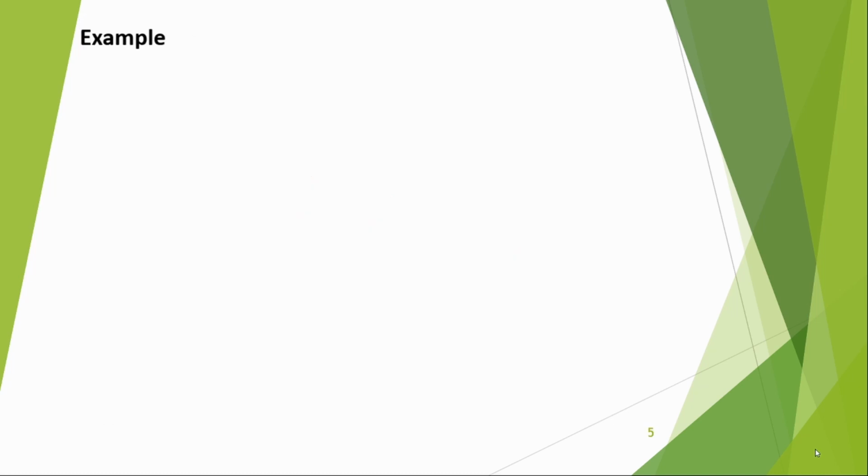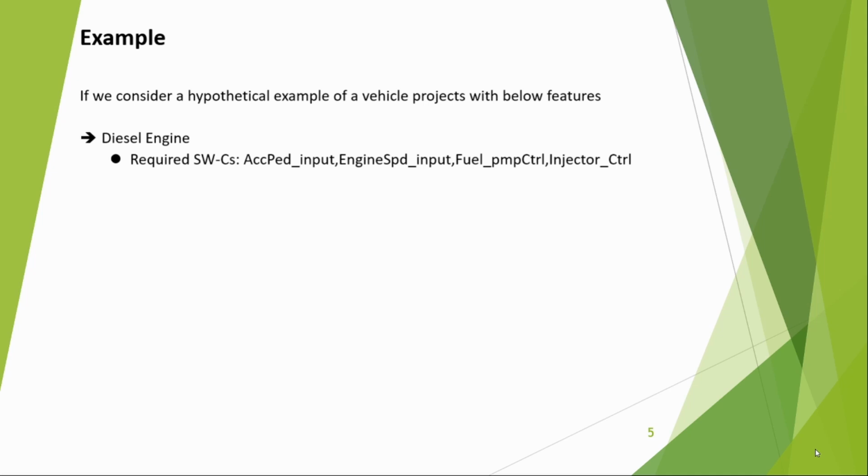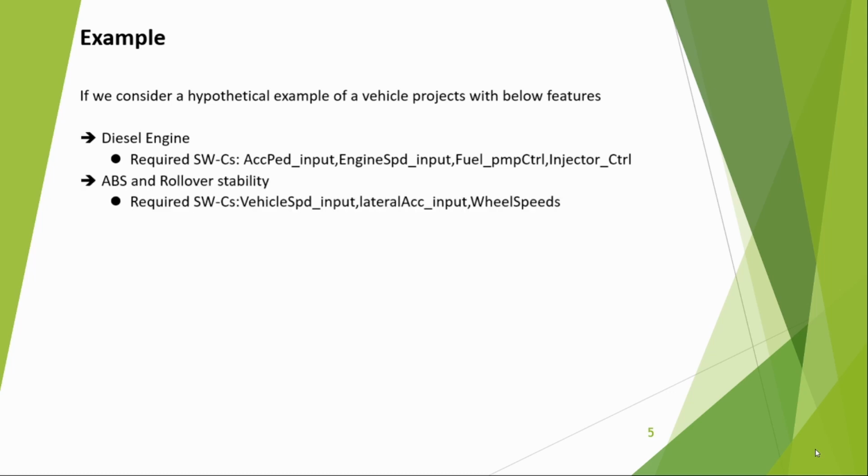Let's take an example. We will consider a hypothetical example with the below features. It has a diesel engine, and let's say the following software components: accelerator pedal input, engine speed input, fuel pump control, and injection control. We also have the features of ABS and rollover stability, which have vehicle speed input, throttle acceleration input, wheel speed inputs, and wheel speed control.